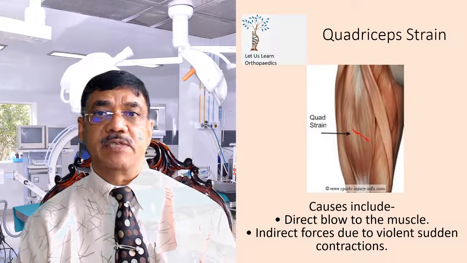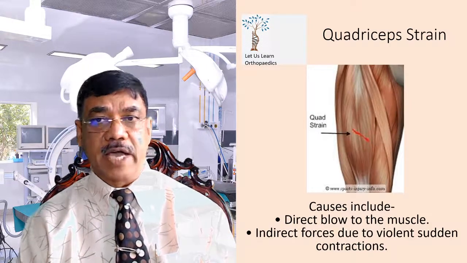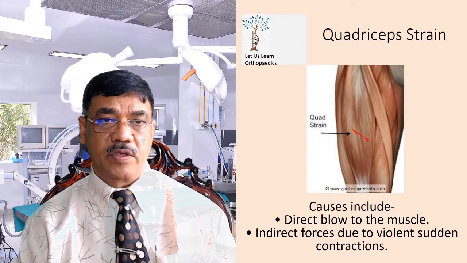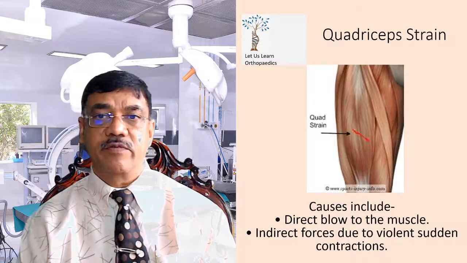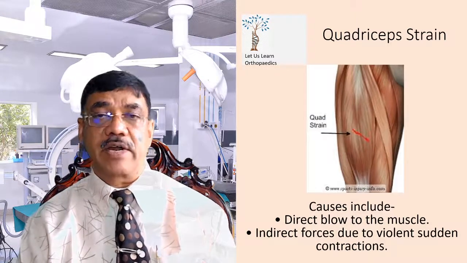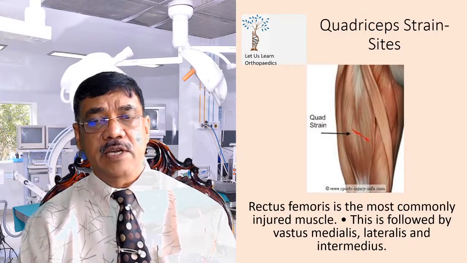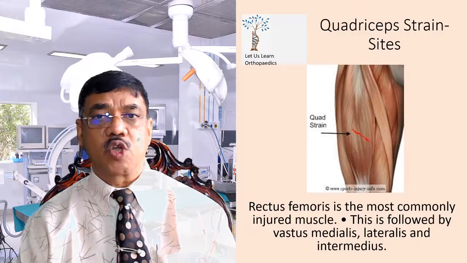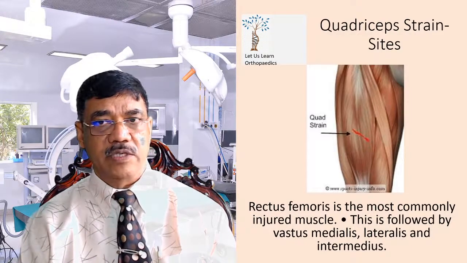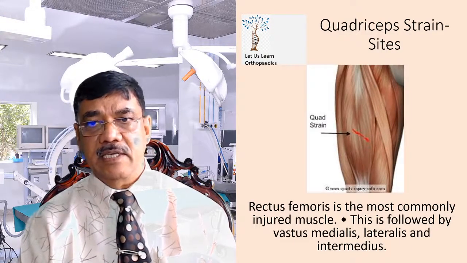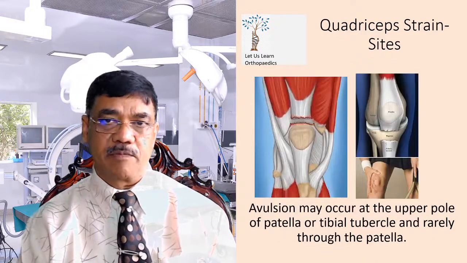So, the quadriceps strain. The causes include direct blow to the muscle, and a second cause is indirect forces due to violent sudden contraction. The sites include the rectus femoris, which is the most commonly injured muscle. This is followed by the vastus medialis, lateralis and intermedius.